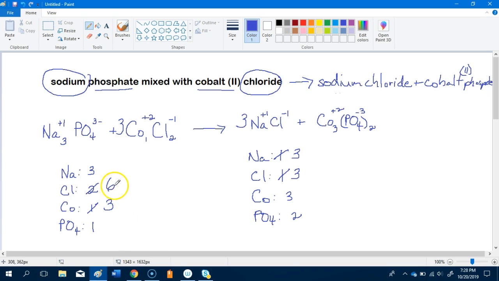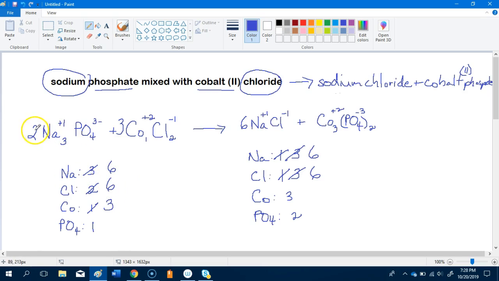That's okay. I'm now going to go back to my chlorine. I have 6 chlorines on my reactant side, so I need to get rid of this 3. I'm going to put a 6 here. That changes my chlorine count to 6. It also changes my Na to 6. Okay, I'm going to have to go back. I have 3 sodiums over here. I'm going to put a 2 here. 2 times 3 gives me 6. Everything's starting to balance out.